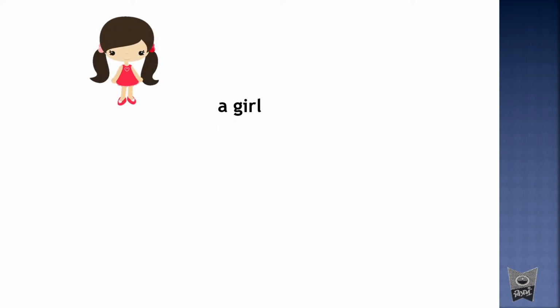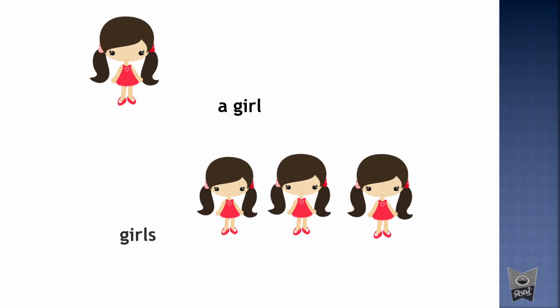Okay. Next, who is this? A girl. Only one girl is there. So what are we saying? A girl. And girls. More than one. So we are calling them girls. Repeat again. A girl. Girls. So we have added S over here.